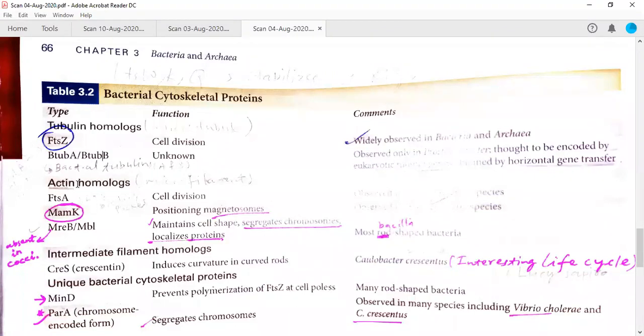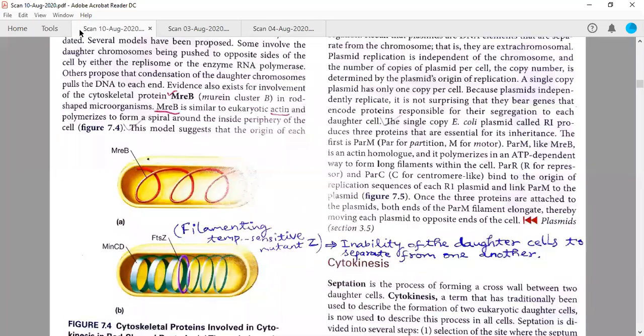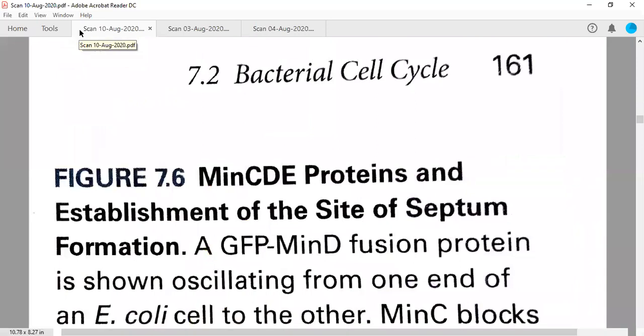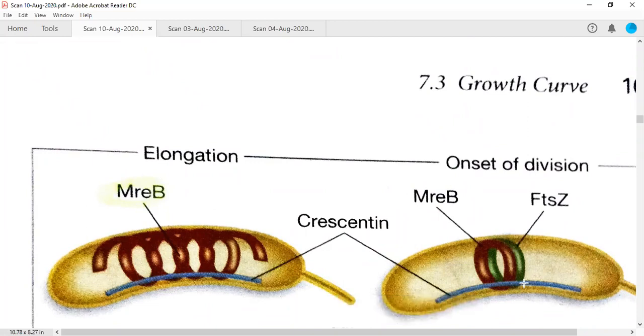These are actin homologs, whereas crescentin protein is absent from rod-like bacteria and is required for curvature, so curved bacteria will have this particular protein. As shown here, this blue colored protein is crescentin. Only when the rod shape of the cell is distorted will they be expressed. Otherwise, they will be absent from rod-like bacteria.